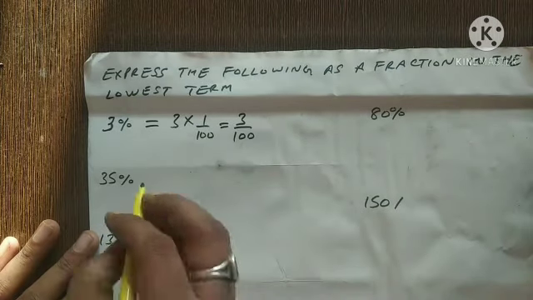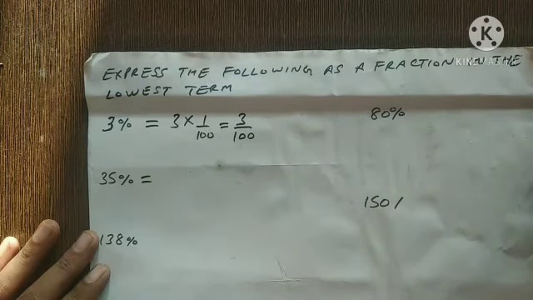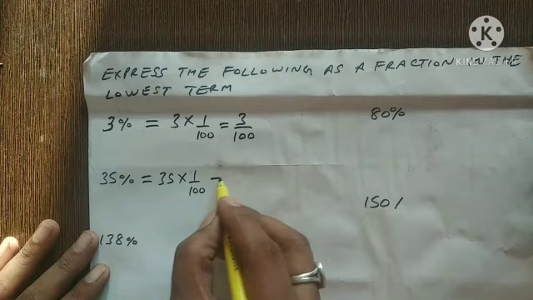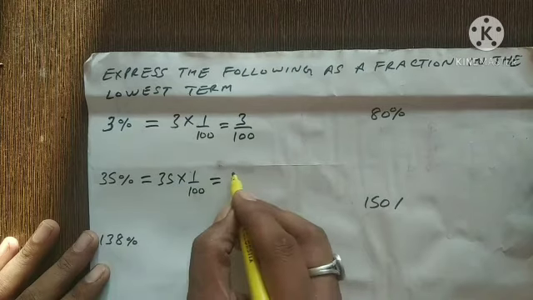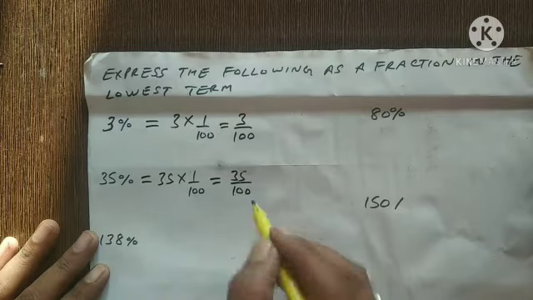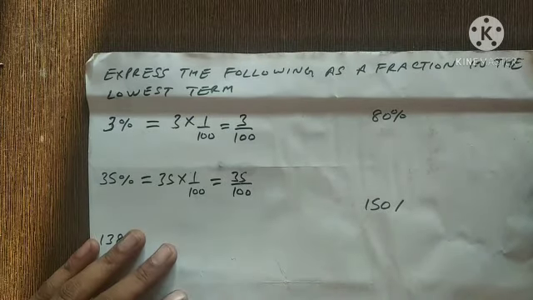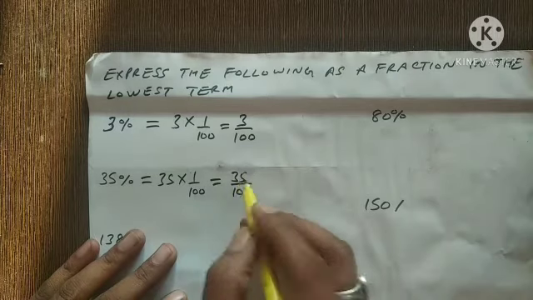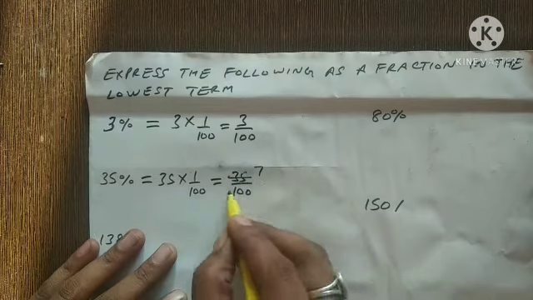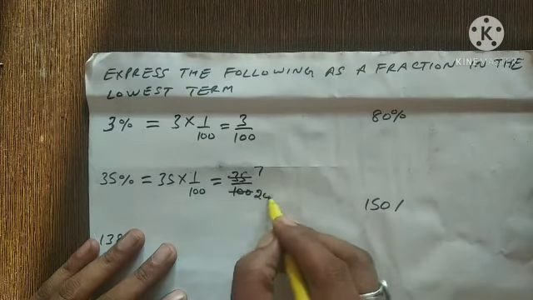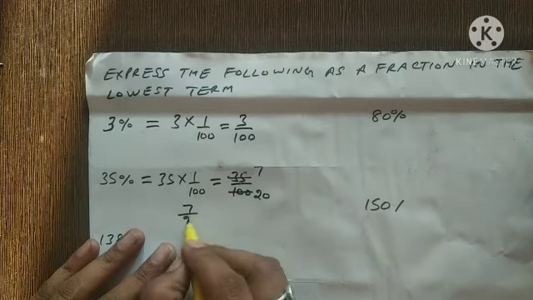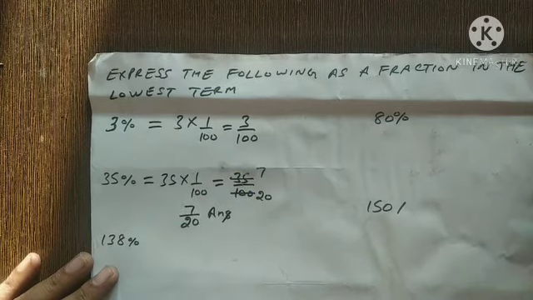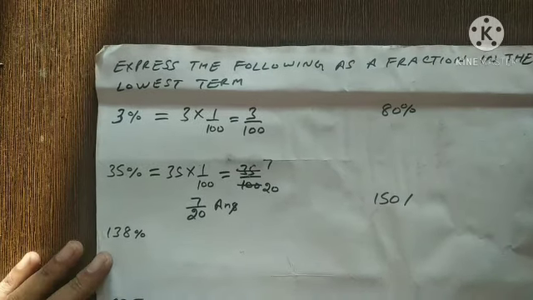Now we come to the second question. Now 35%. Percentage means 1 over 100. So 35 multiply 1 over 100. Now it means 35 multiply 1, that is 35, and 100 here. Now 35 and 100 are both divisible by 5. If I divide 35 by 5, my answer is 7, and if I divide 100 by 5, the answer is 20. So the lowest term is 7 over 20. This is the answer because in 7 and 20 no factor is common.